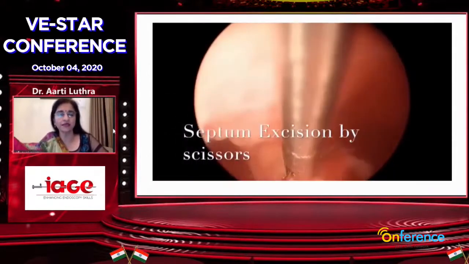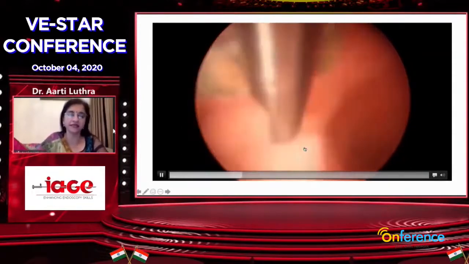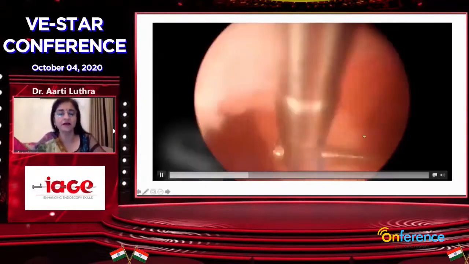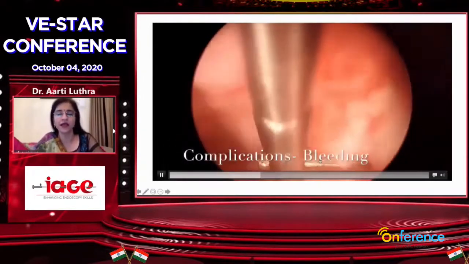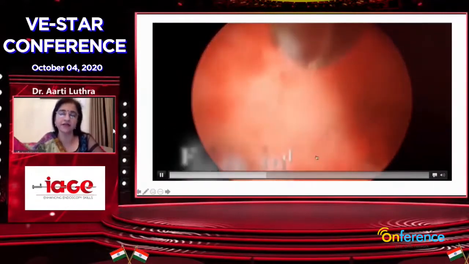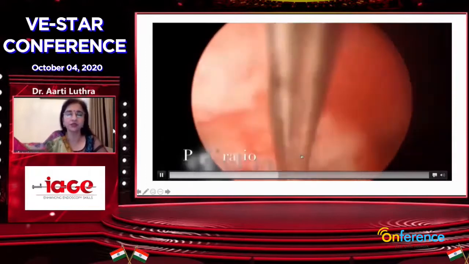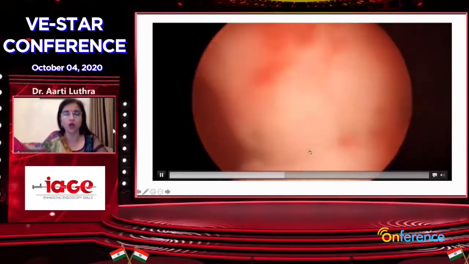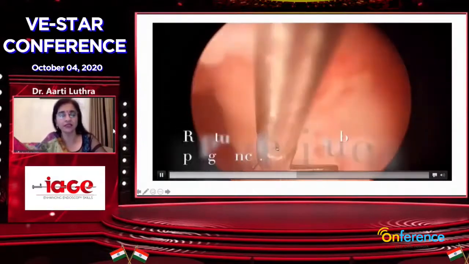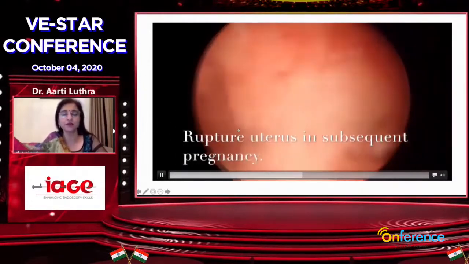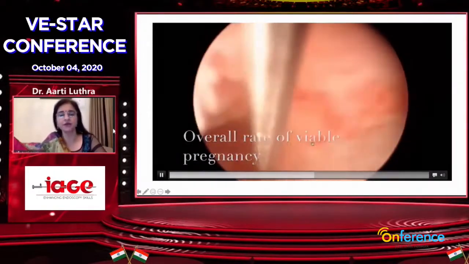So when we start the procedure, thick septa are to be dealt with under anesthesia. If the lady has a thin septum, that can be done as office hysteroscopy, and one has to distend the cavity properly, but it's better to avoid over-distension to avoid fluid overload. Common complications which can occur while doing hysteroscopic septum excision could be bleeding, perforation, or, rarely, rupture in subsequent pregnancy.